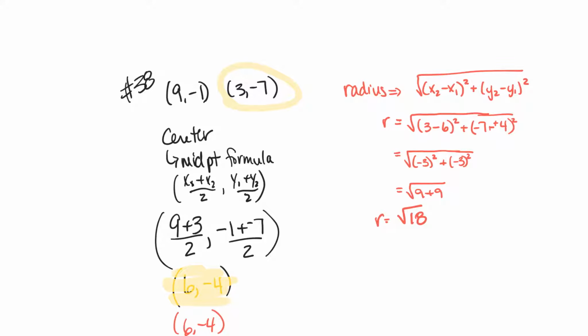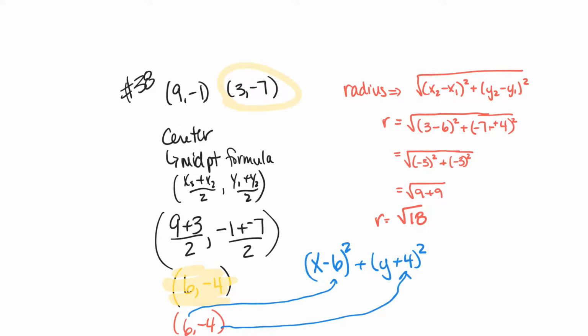So now we have to finish it up, though. We have to write our equation. So we have x minus 6 squared. Remember that -6 comes from here. It's always the opposite sign. Plus y plus 4 squared. So there's my y coordinate. There's my center, equals the square root of 18 squared, which is really just 18. So this you should just write as 18.